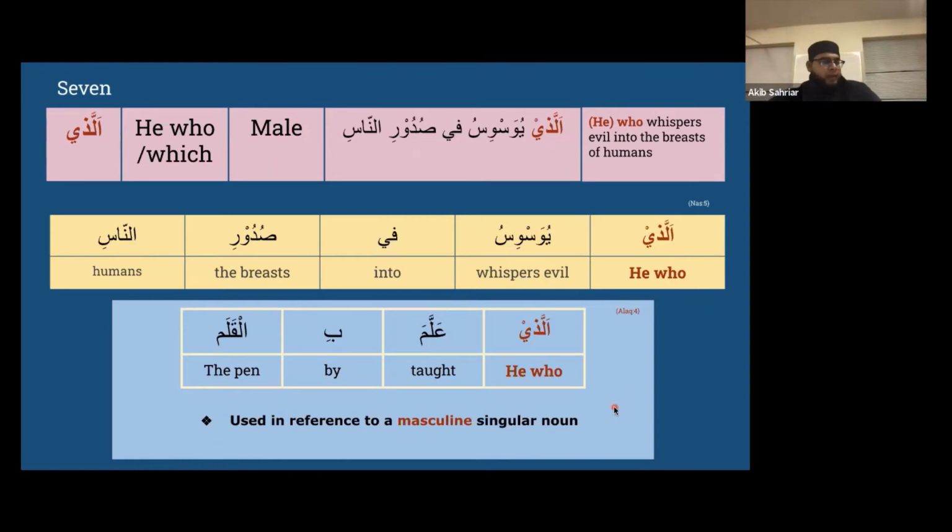Another example that I had is from Surah Alaq, alladhi allama bil qalam, right? So this is referring back to Allah subhanahu wa ta'ala. Alladhi, he who, allama, taught, bil, with or by the pen, al-qalam, the pen, right? So who taught by the pen? Allah subhanahu wa ta'ala did, right? So we're referring back to Allah. If you go from the beginning of the surah, اقرأ بسم ربك الذي خلق خلق الإنسان من علق اقرأ وربك الأكرم, right?